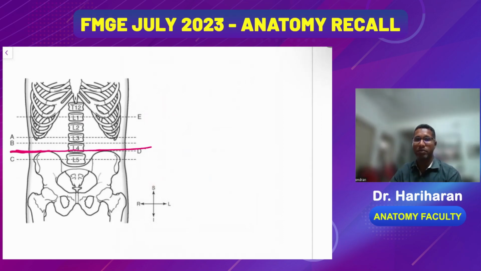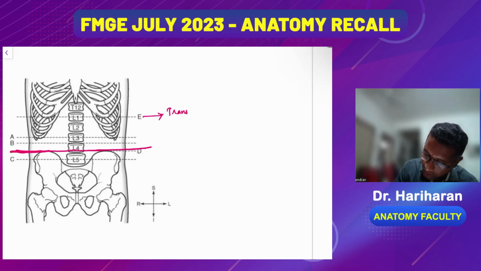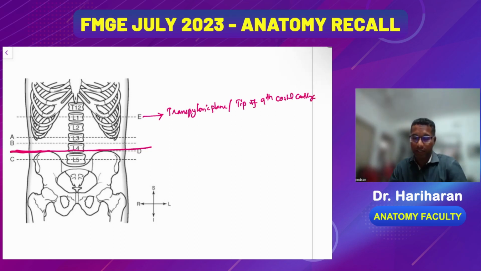See, the abdomen is divided into a number of quadrants by a number of planes. If you take the horizontal planes, the plane which passes through L1 is called the transpyloric plane. This transpyloric plane passes through the tip of the ninth costal cartilage, guys.